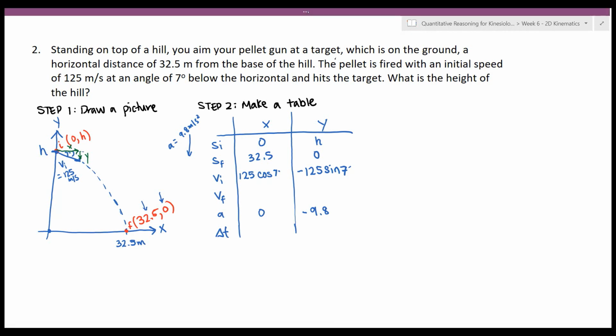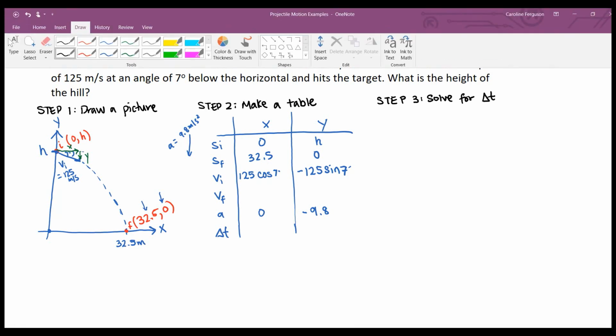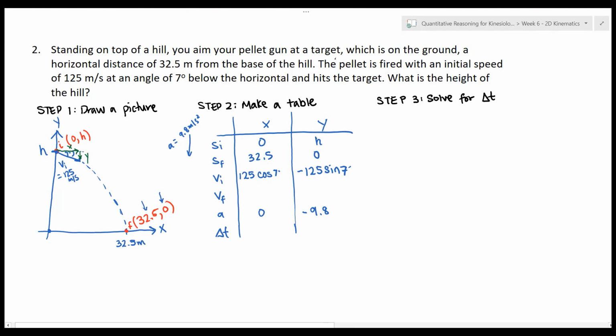In step 3, we're going to choose the column that has the most information and solve for time. So which of the two columns has the most information? If we look, we can see there's this variable here in the y column, h, that we don't know. And in the x column, we do know that corresponding value. So we have more information in the x column than we have in the y, because that h is an unknown value. So we know more in the x, so we're going to choose the x direction. So I'm going to write x direction here to organize myself. Okay, so this is the x direction. We're only focusing on what's in the x direction. So we're trying to solve for delta t.